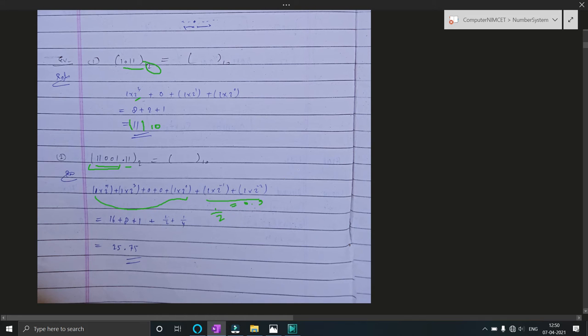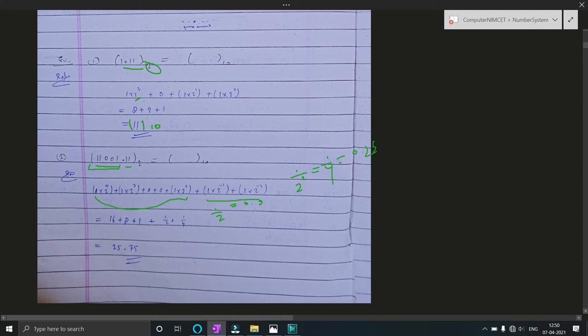Similarly, 2 power minus 2, so we can write here 1 upon 2 square. So this is nothing but 1 upon 4. And what is 1 upon 4? So this is 0.25.